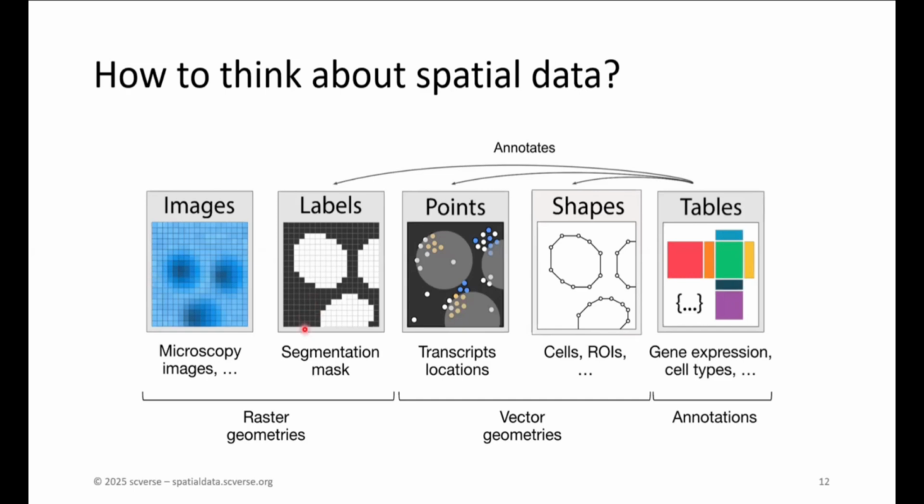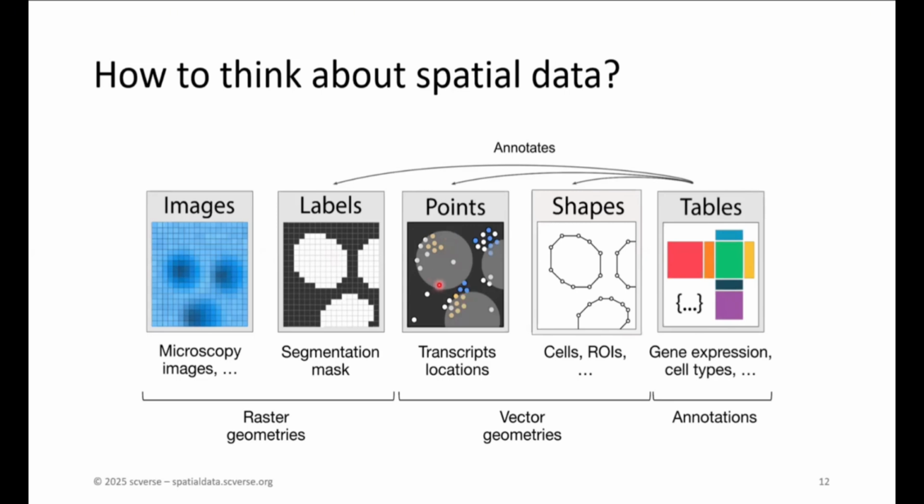Similar to that, you can have labels. This is also pixel-based. The main difference is that the intensities here are not continuous values, but they either denote a segmentation mask or they could denote something like cell identities. Sometimes it might be more useful to store spatial data in the form of points. We saw these beautiful Xenium images where every transcript is a single point.